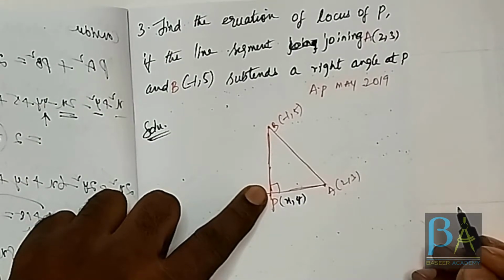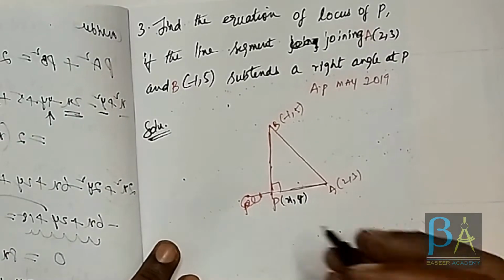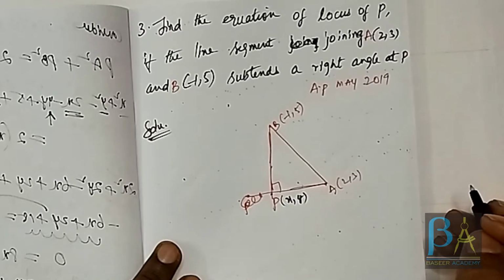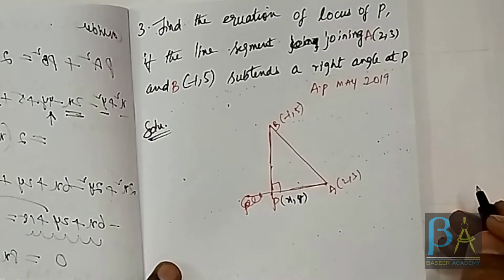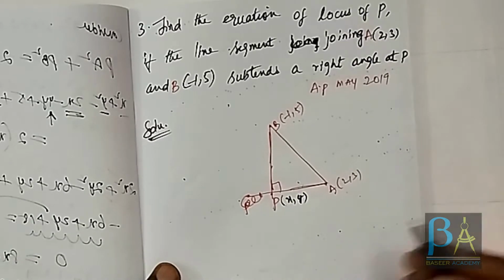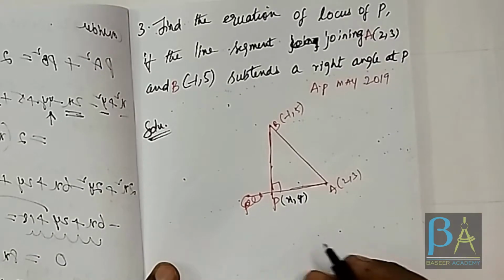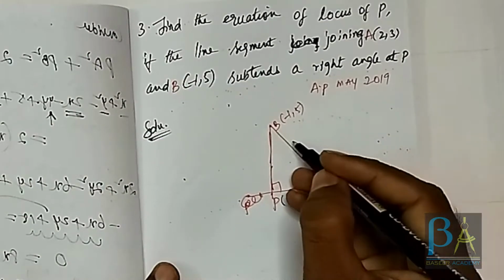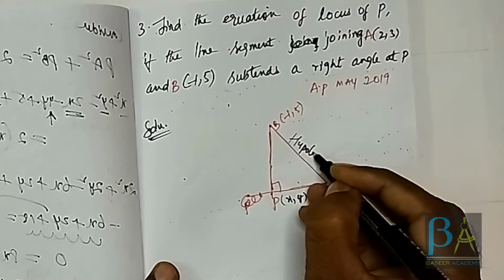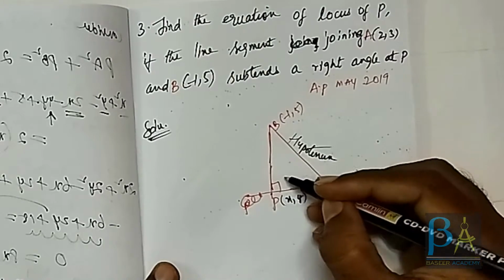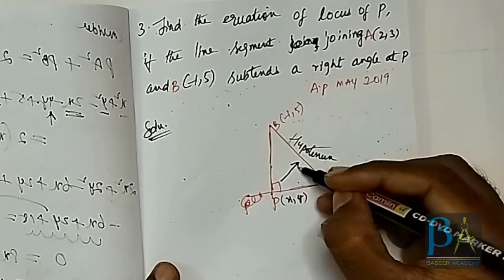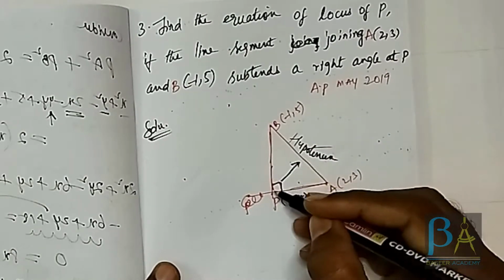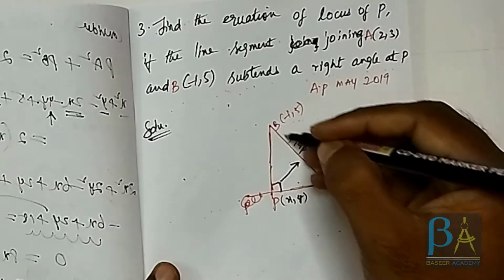Now what am I going to do? You can see for yourself, since PAB is a right angle triangle, I can use the Pythagoras theorem here. The Pythagoras theorem says that the square of the hypotenuse is equal to the sum of squares of the other 2 sides. Remember, the hypotenuse is always the longest side in a right angle triangle, and it is always opposite to the right angle. So the side which is opposite to the right angle is AB. So AB is the hypotenuse here.